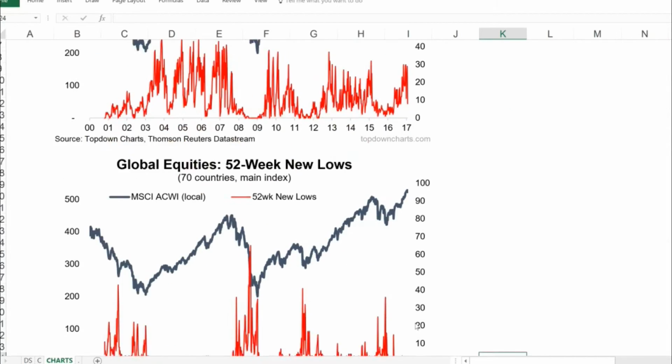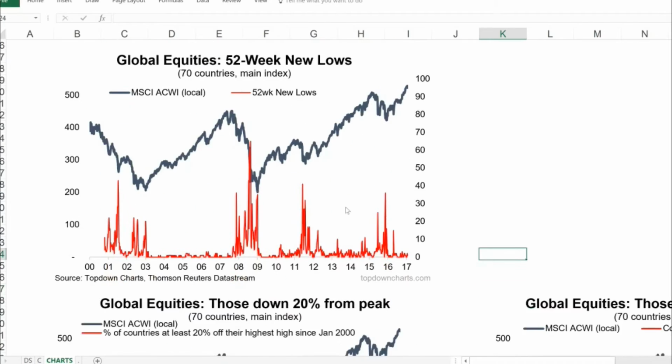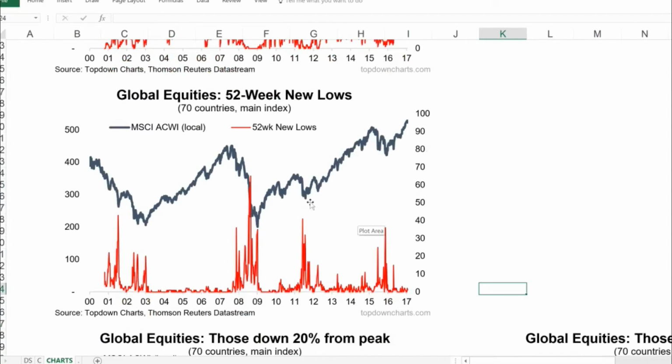Certainly, you look over at 52-week new lows, and it's barely registering. To be fair, this indicator usually only really spikes after you've actually had a full correction or sell-off, and usually it's actually a pretty good signal for picking the bottoms. You can see it tends to light up around market lows. So that's actually one that we'll be keeping a close eye on in the weeks ahead.